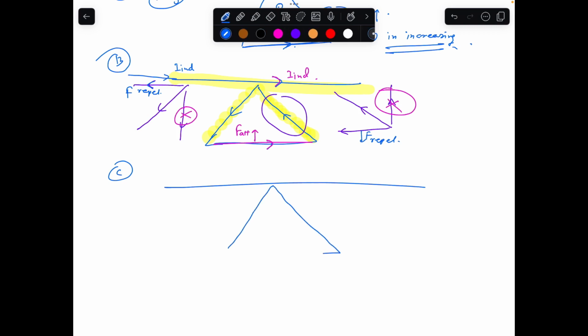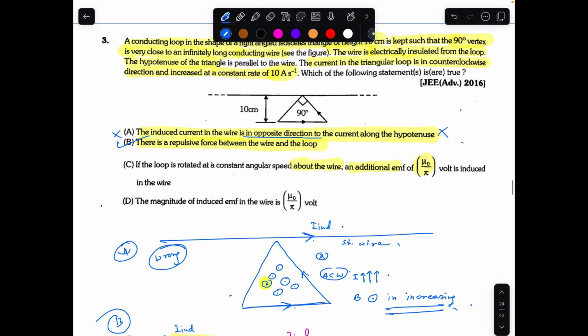Because why? Because if I rotate this loop, what happens? Whatever was the field is increasing, due to that there will be induced EMF. But due to rotation, if I rotate this about this wire, is there any extra change in flux? No, there is no extra change in flux. Correct. So no induced EMF due to rotation. So option C is wrong.